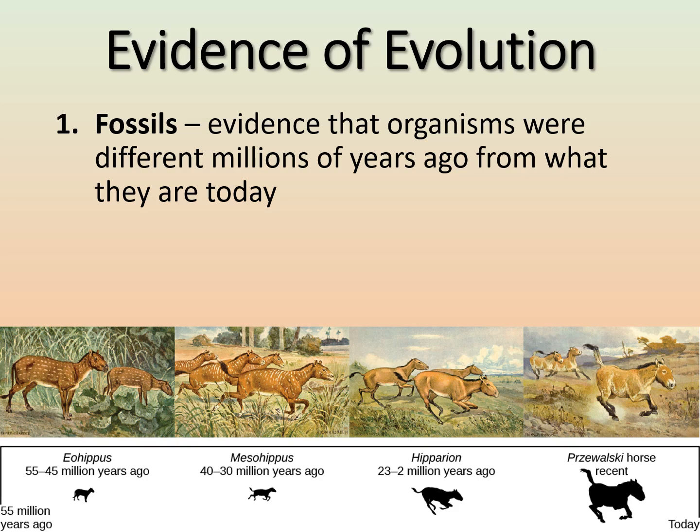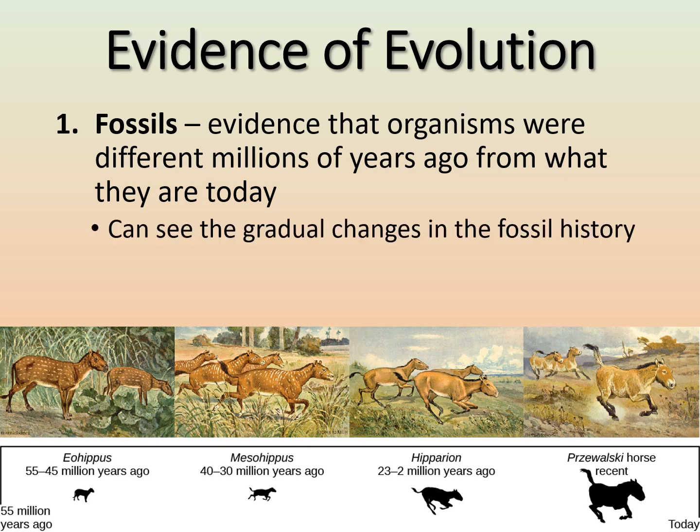So what is some evidence of evolution through our history and even today? The first one is fossils. We have fossil evidence that organisms were very different millions of years ago from what they are today. We can see those gradual changes in our fossil history. All of our species are going to have a fossil history, and they're going to be very different from what they were millions of years ago.